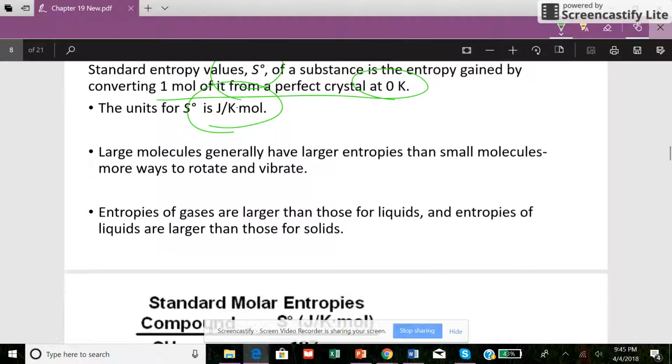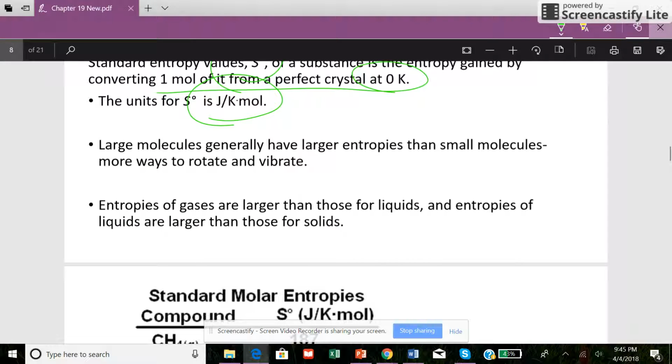We're talking about the increase in entropy. In general, if you have a large molecule, it usually has larger entropy than a smaller molecule. For example, methanol has a structure that looks like this.